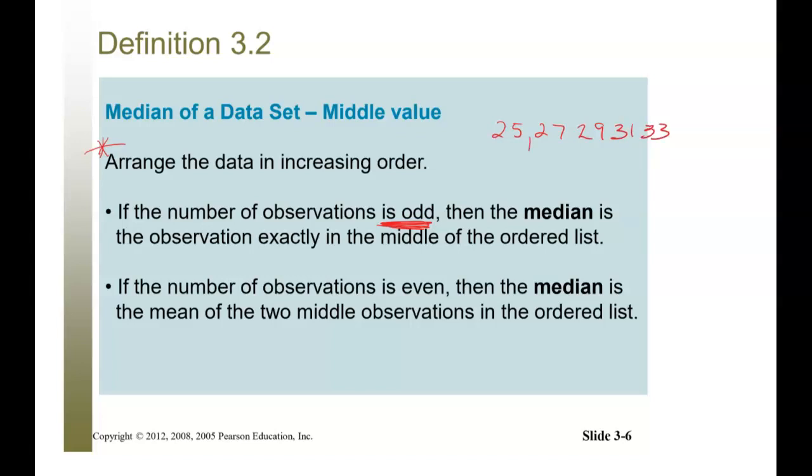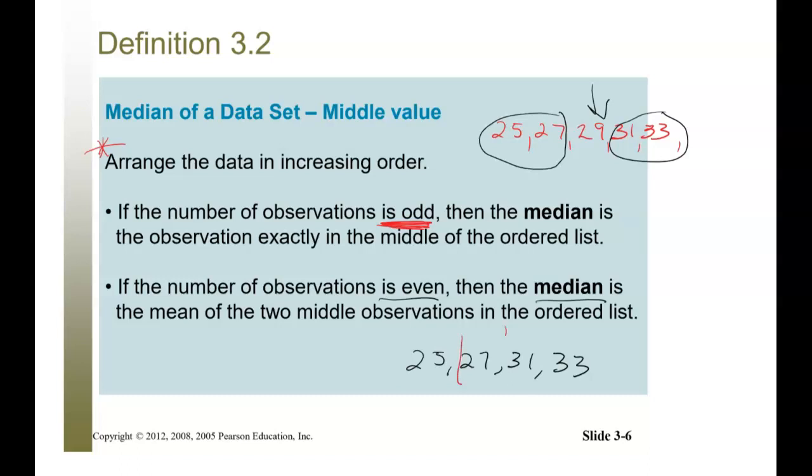We have 25, 27, 29, 31, 33. There's 2 here, 2 here, and the median is the direct data value in the middle. But if we have an even number of data values, we only have 25, 27, 31, 33, the median then becomes the mean of those 2 middle values, because the median is going to fall somewhere between 27 and 31.